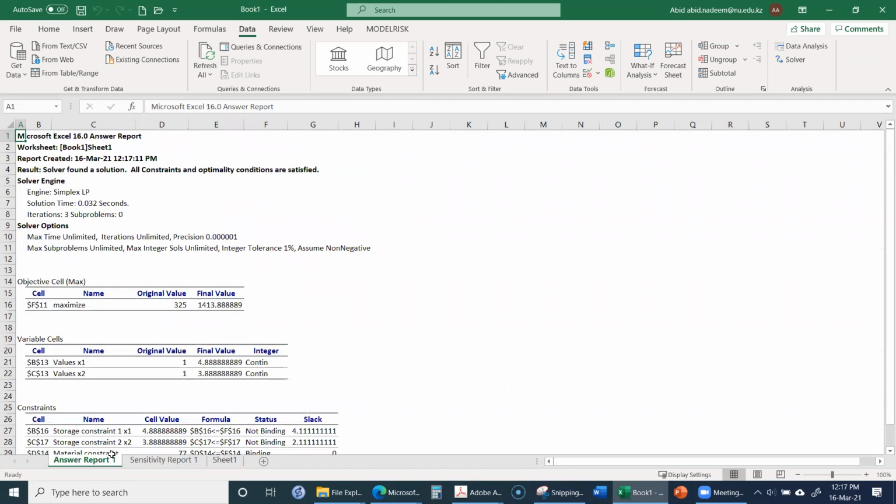Okay, so then let's see what's there in these reports. In the answer report, you will see that it shows Microsoft Excel 16.0 answer report. And then there will be some information. It will show how the problem was solved, how long it took Excel to do it, and how many iterations.